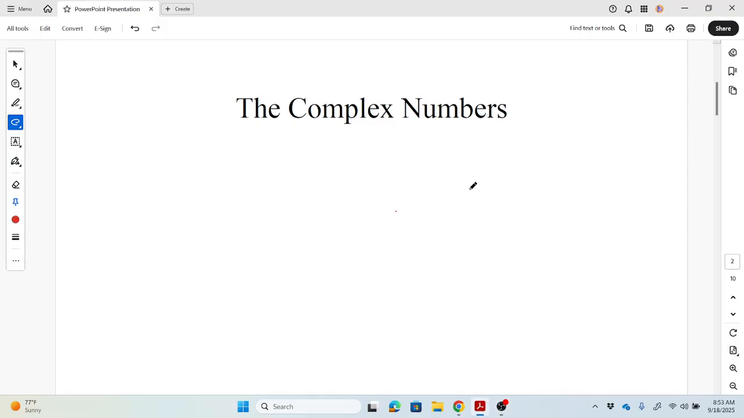Complex number, that's the topic for the discussion. So we know about the real numbers. In real numbers you have positive real numbers, negative real numbers, zero. We have rational numbers, irrational numbers, right? Like square root of 2. Okay, so all these numbers are real numbers.